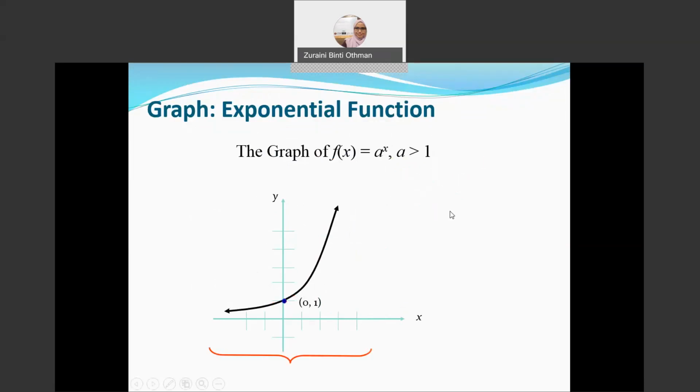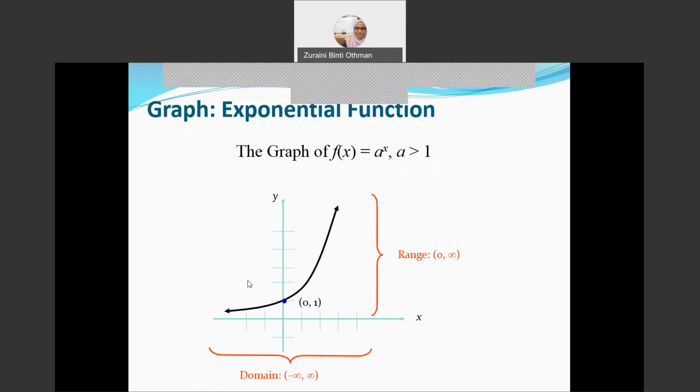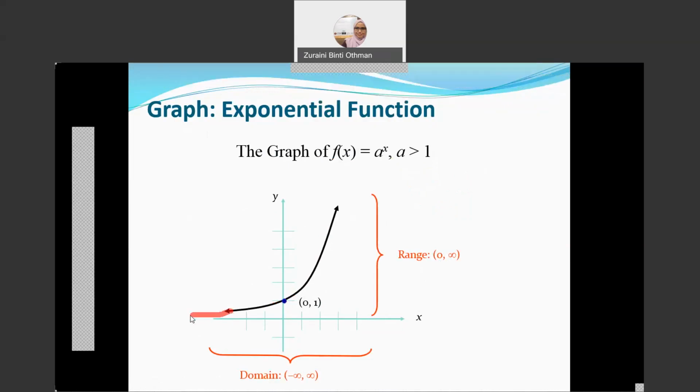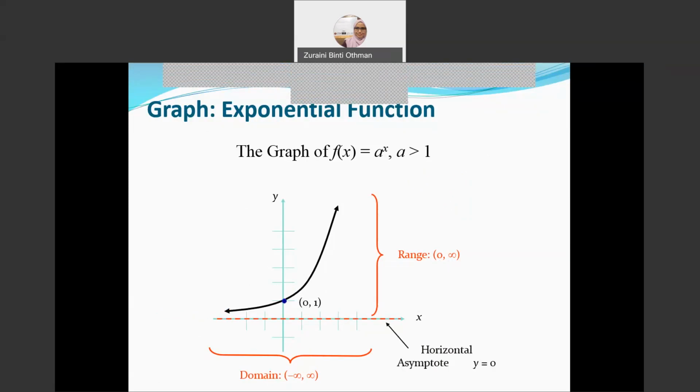Okay, for this type of graph, we know that the domain is from negative infinity until infinity, and the range is from 0 until infinity, and does not include 0 because this graph will go downward tanpa cecah dekat titik kosong. Dia mungkin 0.01, 0.1, tapi dia tak mungkin cecah kosong. Okay, so now next is asymptote. Asymptote ni ialah bila y sama juga dengan kosong, iaitu ada satu garis di mana kita punya graf takkan lalu. Maksudnya dia akan menghampiri garis ni tapi dia tak akan cecah dekat y sama dengan kosong. That's what we call asymptote.